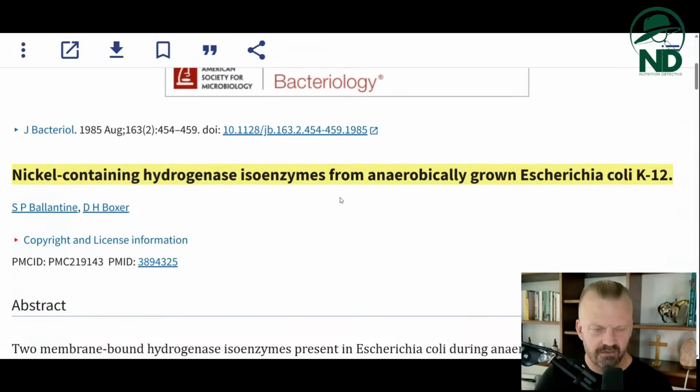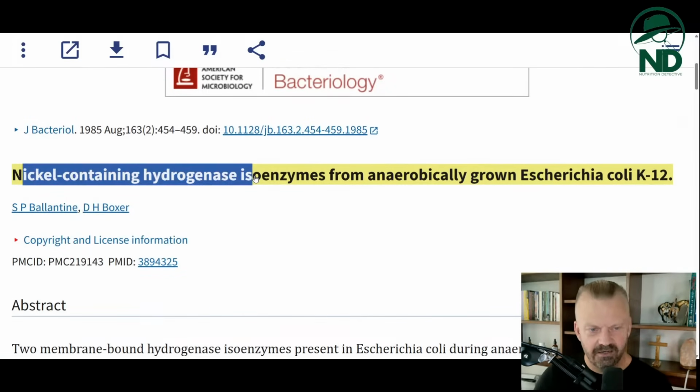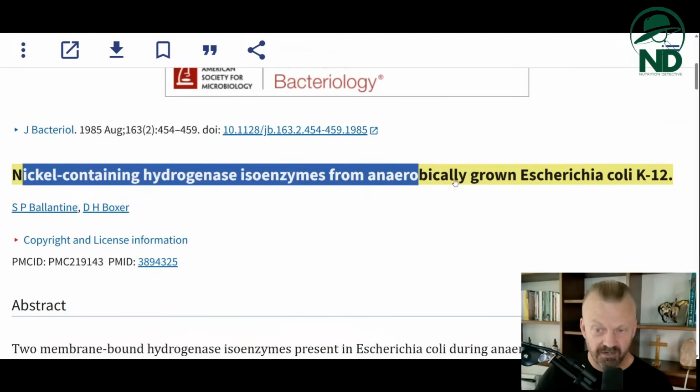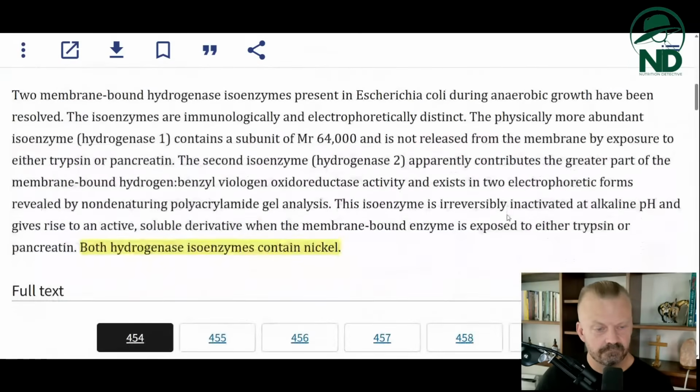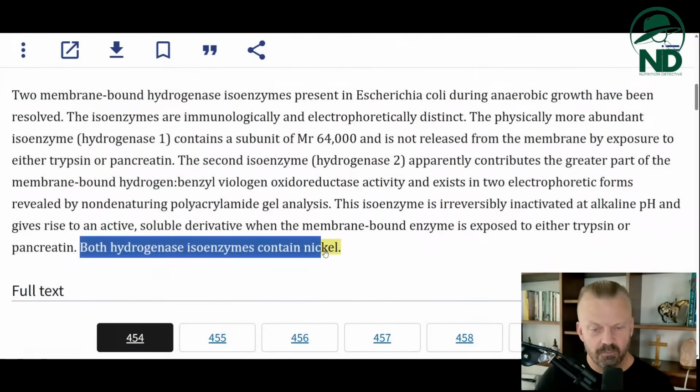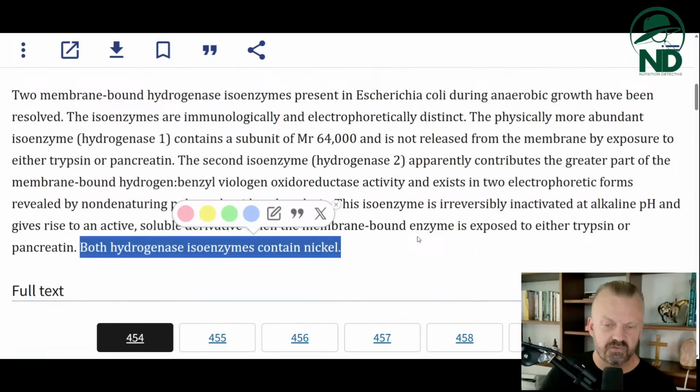You guys understand nickel-containing hydrogenase isoenzymes from an anaerobically grown E. coli. I made it simple. Both hydrogenase isoenzymes contain nickel. So what happens if you starve them of nickel? What happens if you starve E. coli of nickel?